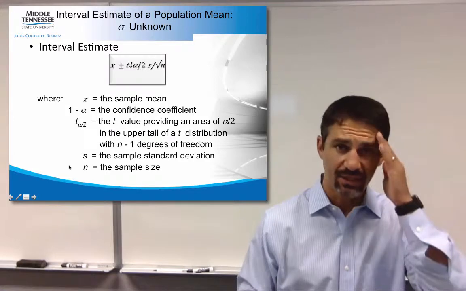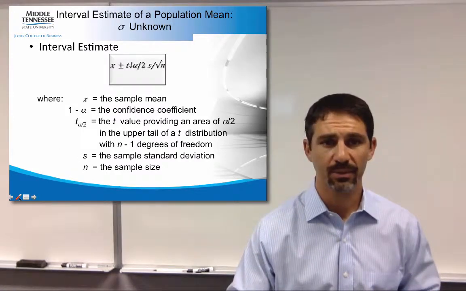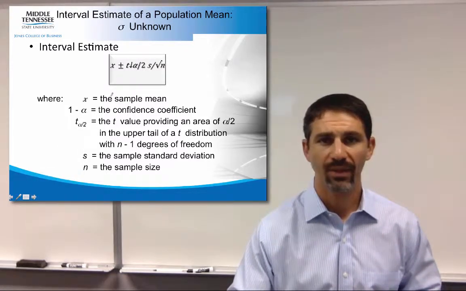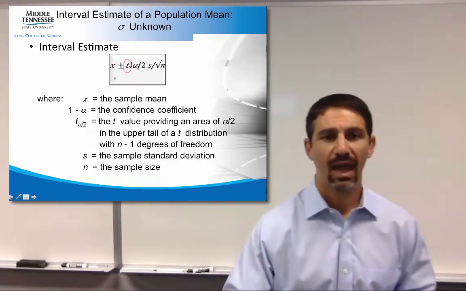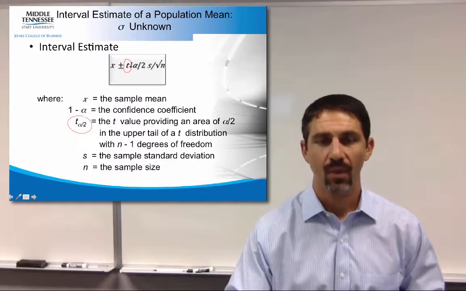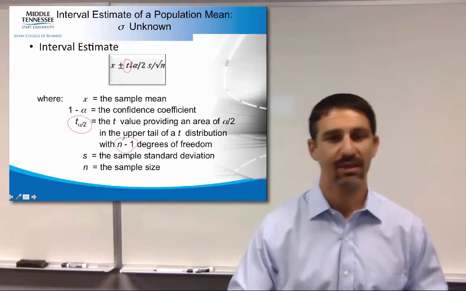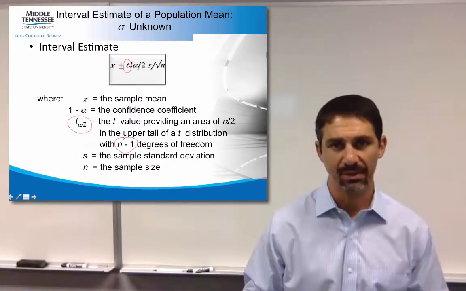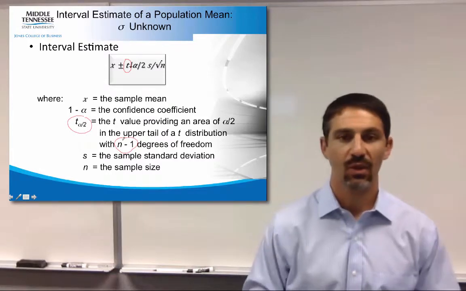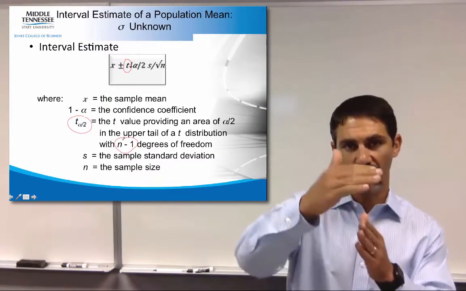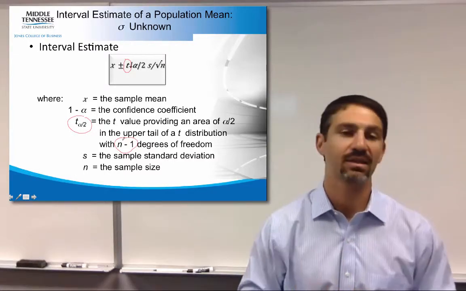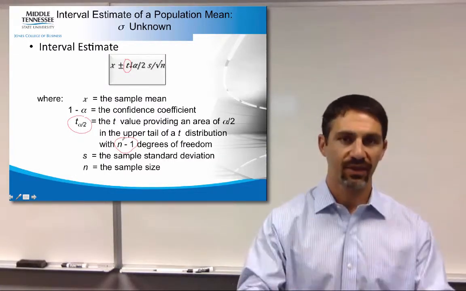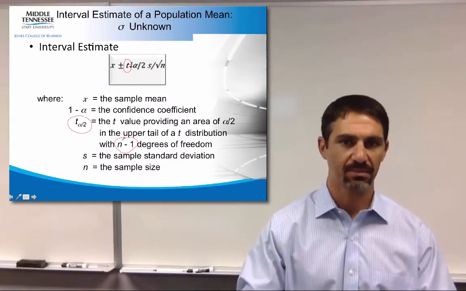So again, in the calculation, all we're doing is replacing one thing: instead of z, we have t. And to calculate t, what we need is degrees of freedom. Degrees of freedom is nothing more than the sample size minus 1. So you then know which t-score to select based on degrees of freedom. Again, degrees of freedom is just sample size minus 1.